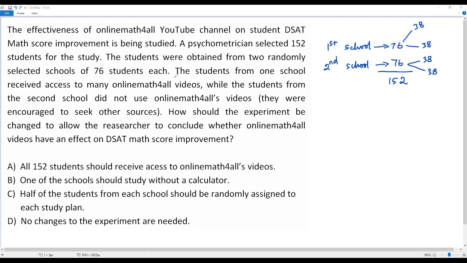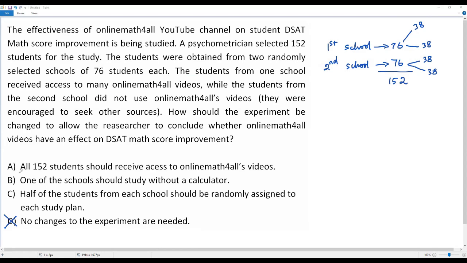Okay, here when I go over this information, definitely we have to make some changes in the method that has been explained over here. Since we have to make some changes in the experiment, we can reject answer choice D, because answer choice D says no changes to the experiment are needed, but it's clearly known that some changes have to be made in the given experiment which has been explained over here.